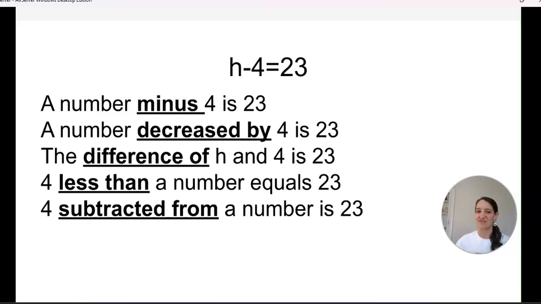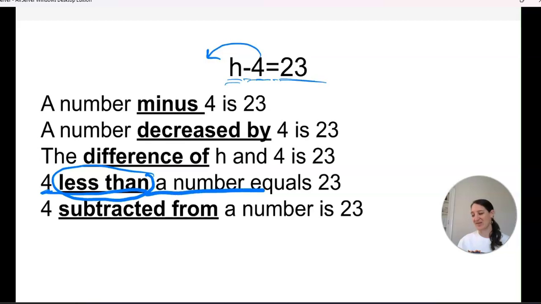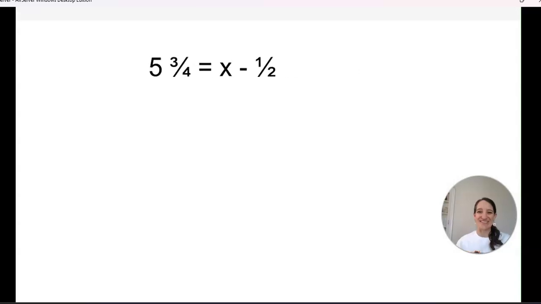What about a difference one? Lots of options for this too, right? A number minus 4 is 23. A number decreased by 4 is 23. Ooh, you could do the cool less than and put the 4 in front and say 4 less than a number equals 23. Wow, those are good ones.